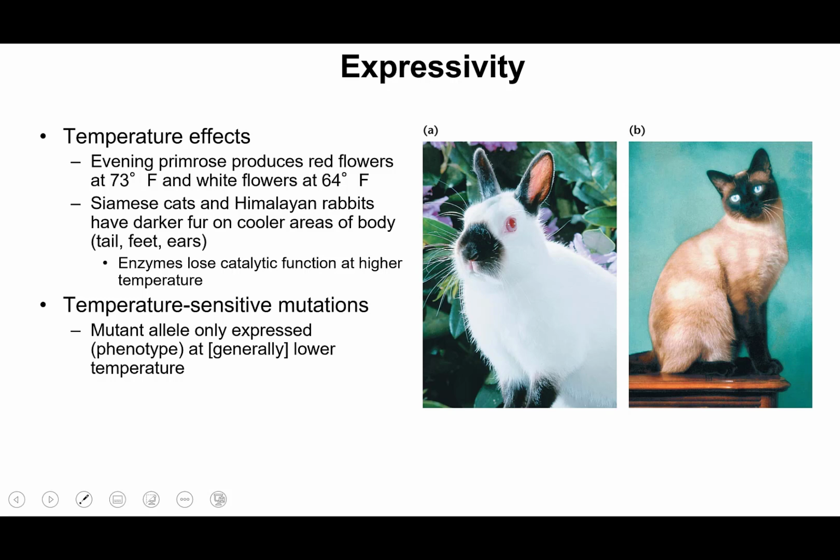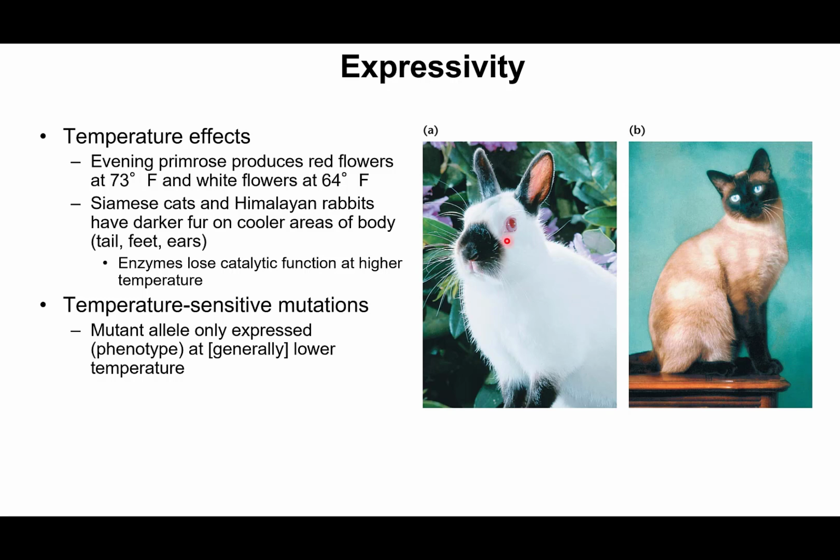Going along with this in expressivity, we sometimes see genes that then get affected by other environmental factors. We can have temperature effects. So this is seen in primrose that has those red flowers. It'll get a red flower if it blooms at 73 degrees Fahrenheit or warmer. It's white flowers if it's down at like 64 degrees. Okay. Siamese cats or Himalayan rabbits.